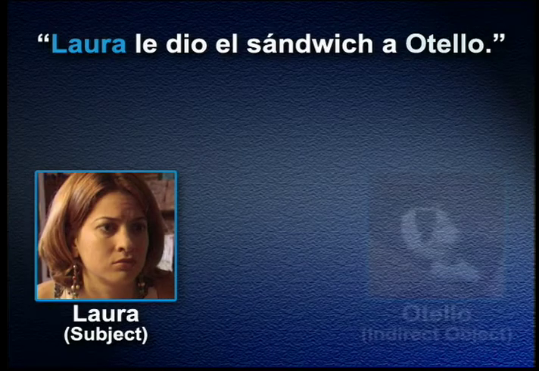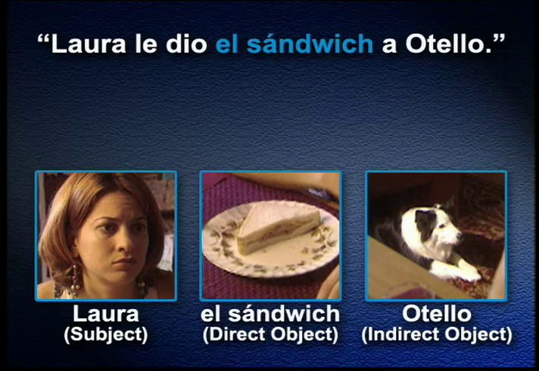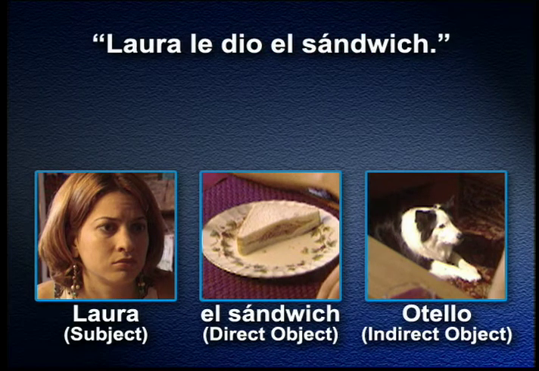Now let's look at it in Spanish. Laura le dio el sándwich a Otello. Laura is the subject. Otello is the indirect object, and el sándwich is the direct object. Now substitute pronouns for the indirect and direct objects. Laura le dio el sándwich.